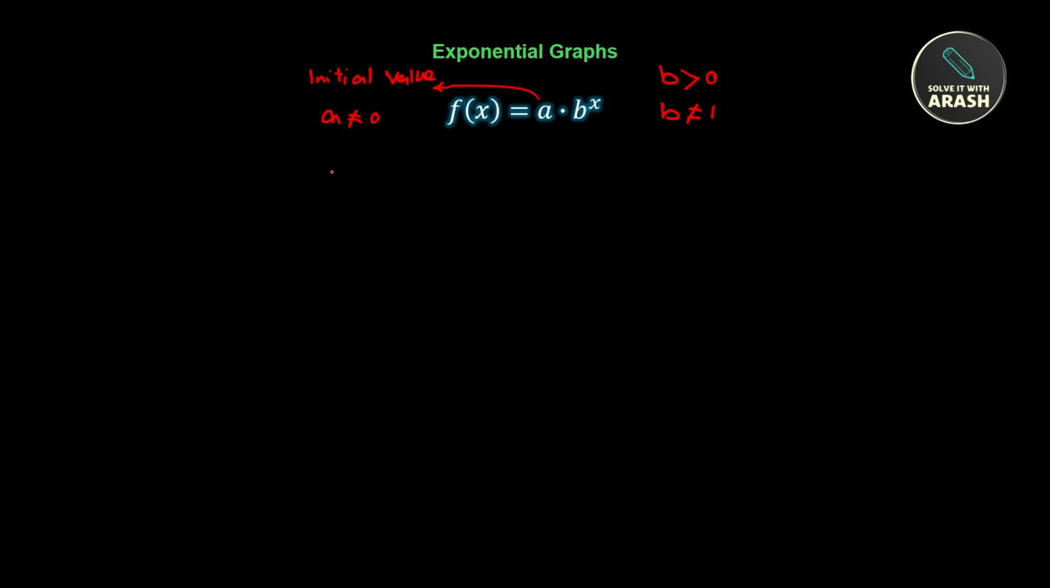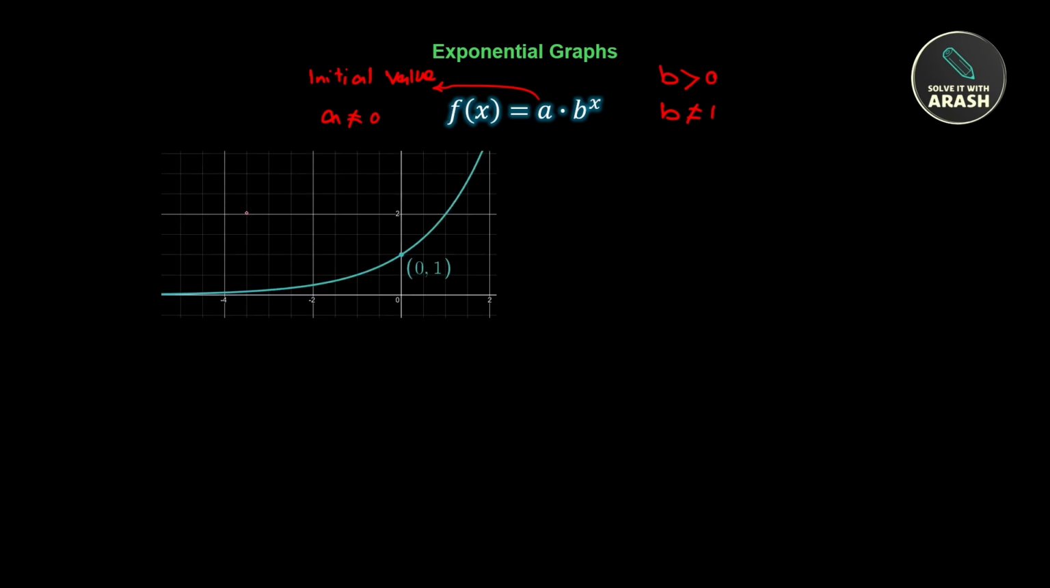Now let's look at the possible graphs of an exponential function. This graph is for the case of b greater than 1, like 2. For example, f of x equals 2 to the power x or 3 to the power x. The graph looks like an increasing function, and the y-intercept is at (0, 1). It doesn't have any x-intercept because there is a horizontal asymptote at y equals 0.